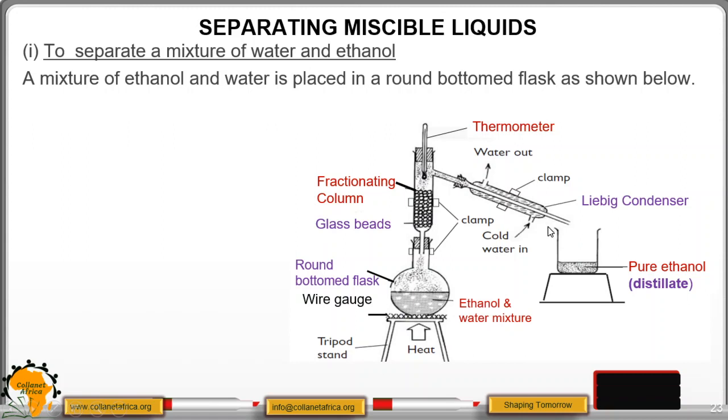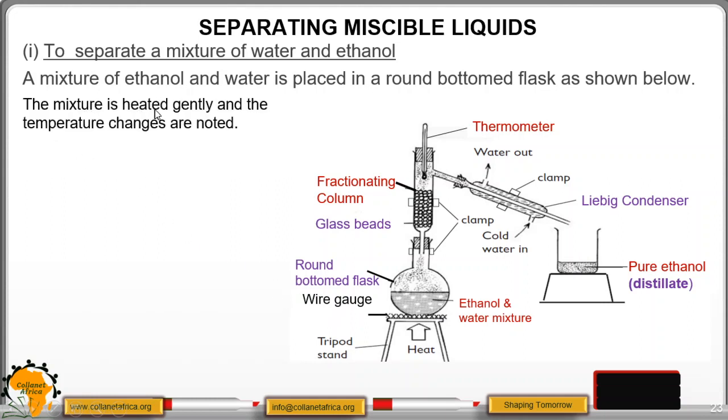Then we have the Liebig condenser, where we have the inlet down here and the outlet up there. Then we have the beaker. Also you can use a conical flask. So the mixture is heated gently and temperature changes are noted. That is why you have the thermometer. The distillate is collected in the beaker or a conical flask.